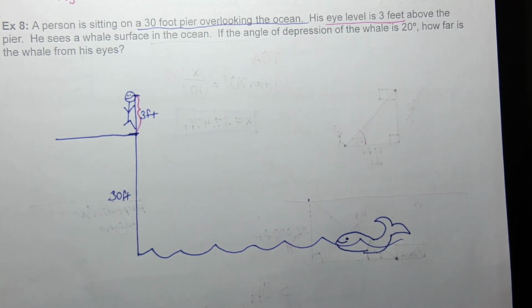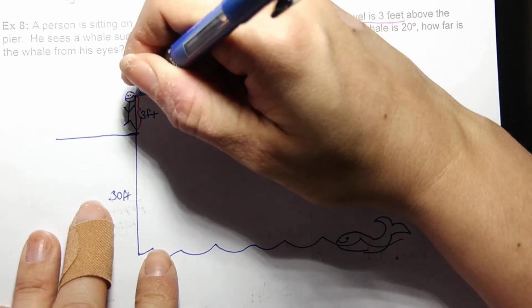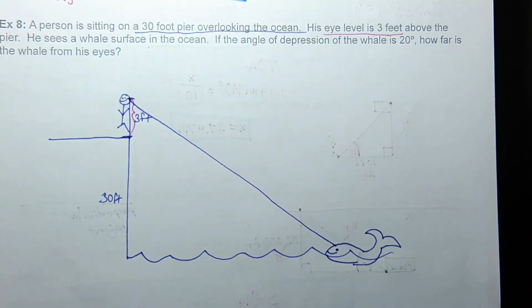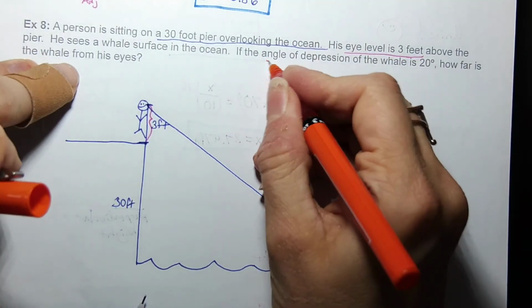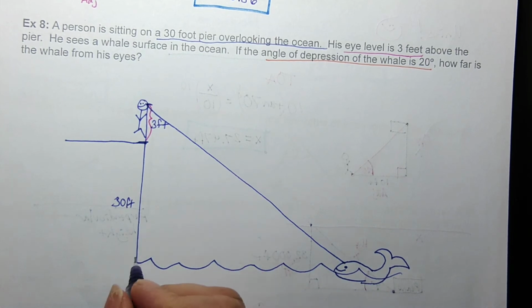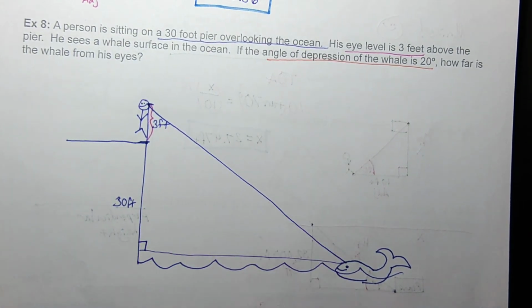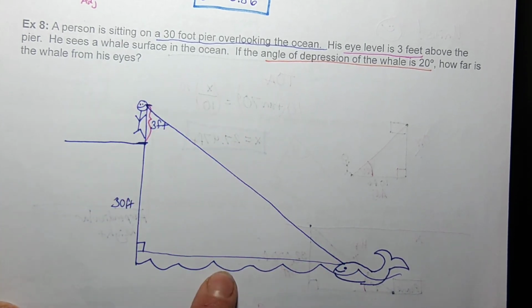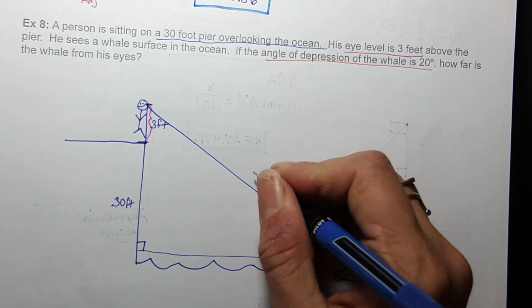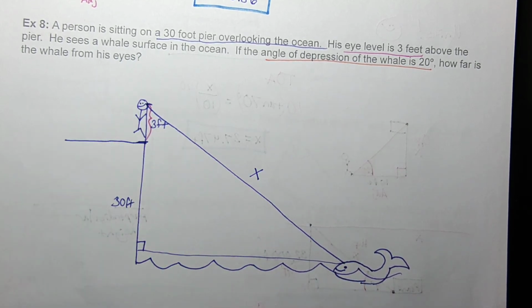There's the whale. If the angle of depression of the whale is 20 degrees, how far is the whale from his eyes? So we are going to connect the guy's eyes to the whale. We're given the angle of depression. We'll see if you guys can figure out where that angle is going to go. And we want to know how far is the whale from his eyes. So if I make this into a triangle, are we looking for the hypotenuse or the opposite side? The hypotenuse. How far is the whale from the eyes?